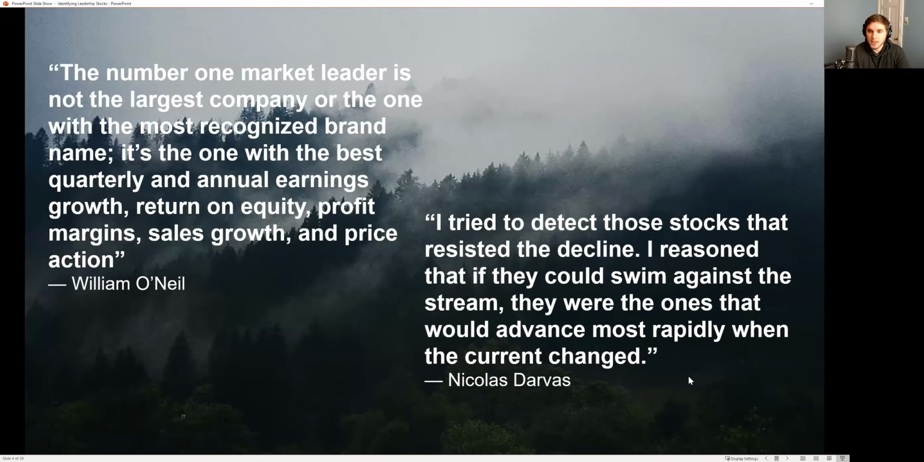And he said, I try to detect those stocks that resisted the decline. I reasoned that if they could swim against the stream, they were the ones that would advance the most rapidly when the current changed. So you've got two stock market wizards here talking about what I'm going to be discussing in this presentation, identifying the market leadership, the stocks that can really go on and perform well during a stock market uptrend.